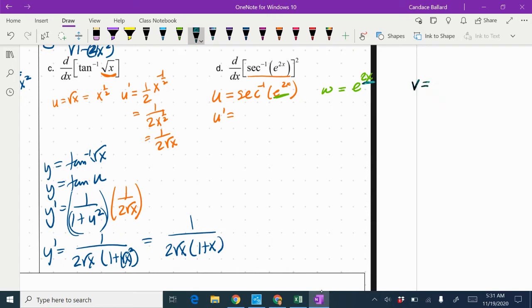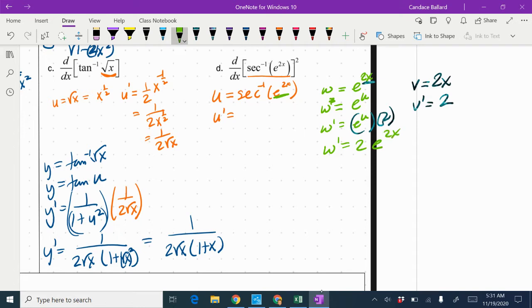But that's okay, it's good to see a hard one. So my v is 2x. So v prime would be 2. So now I'm going to go backwards through the chain. That means that w equals e to the u. Now w prime would be e to the u times the derivative of the outside, which was 2. And then I'm going to replace my u. So it'd be 2e to the 2x.